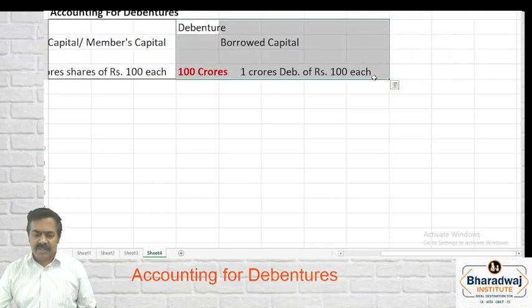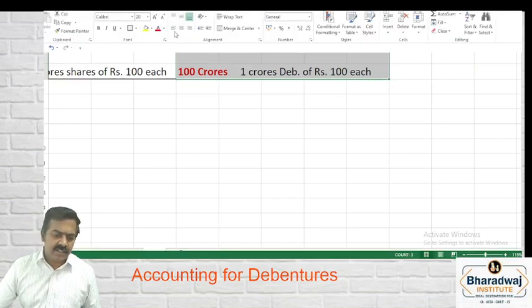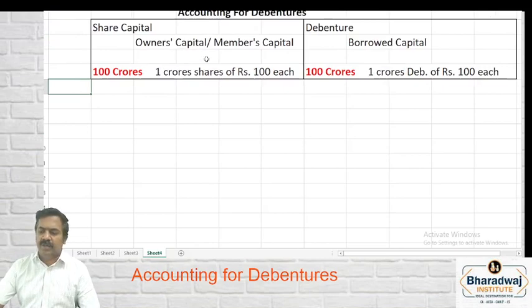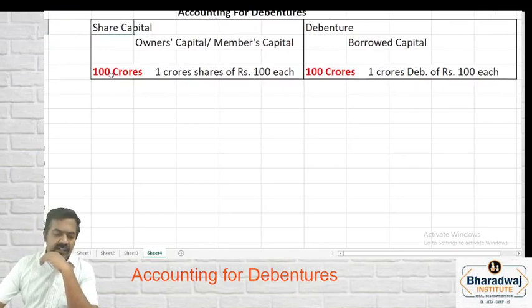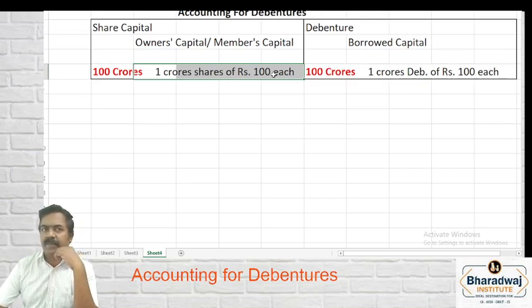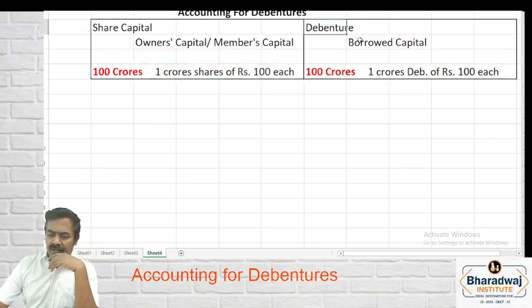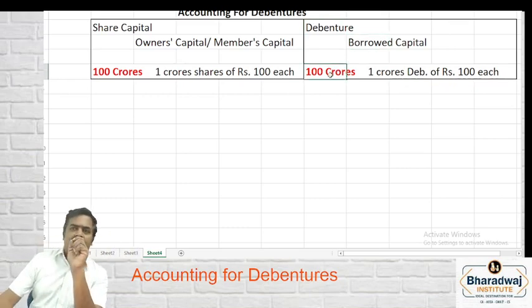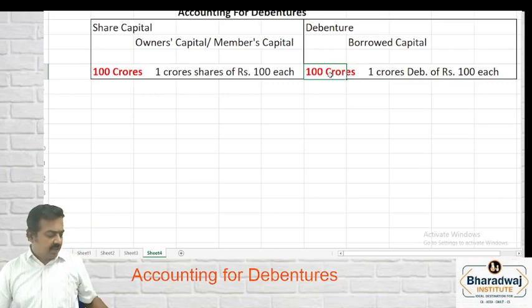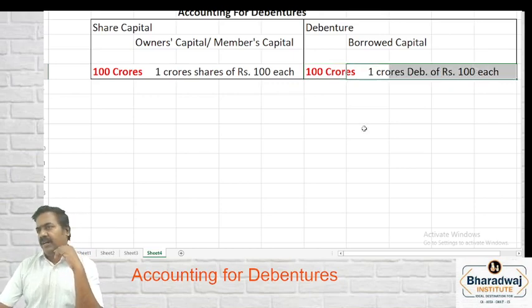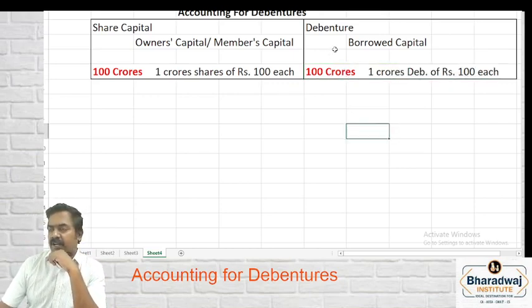That is called a debenture. In the case of shares, the total capital contributed by the members is divided into units of some value. The capital is 100 crores, divided into 1 crore shares of 100 each, raising money from the public. Debenture is borrowed capital: if you want to borrow 100 crores, whether one bank or one person will lend you 100 crores? No, so we split it into 1 crore debentures and issue them. That is called borrowed capital.